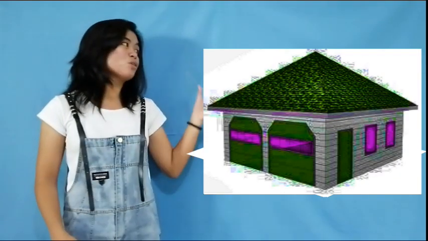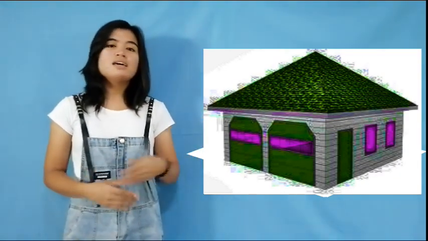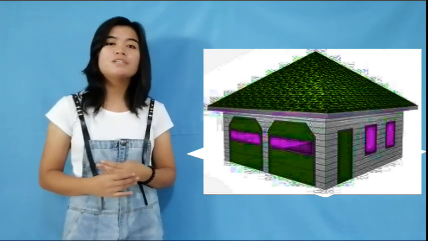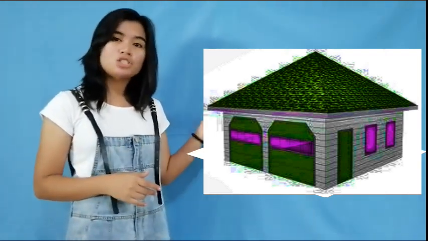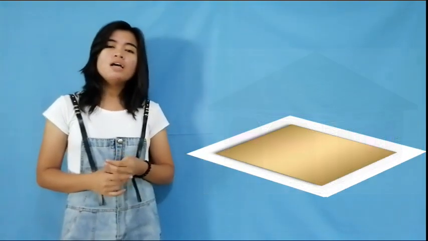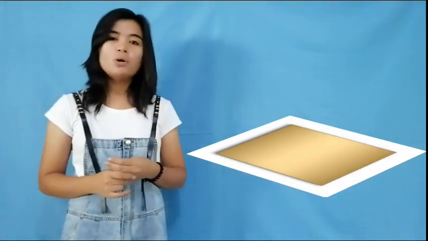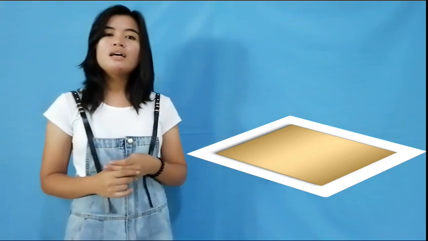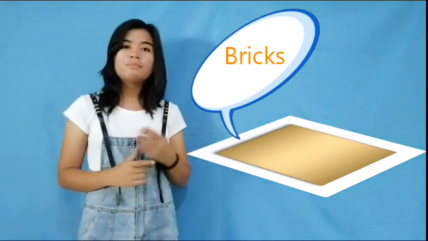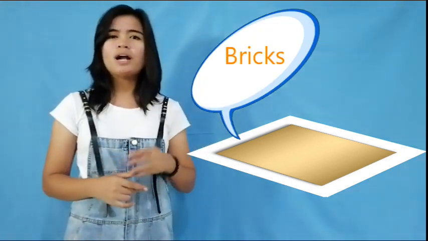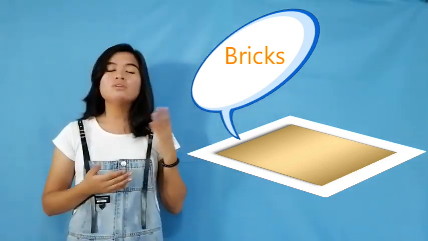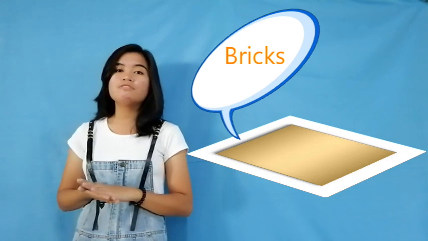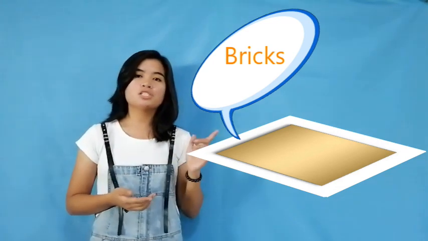So let me show you something. This house is composed of different shapes. Let's say we have to remove all the shapes except the floor. Considering that the shape of the floor is a square and we are planning to put bricks on every side of the floor, how do we know the total measure of the bricks we need? To get the answer, we need to find the perimeter of the square floor.